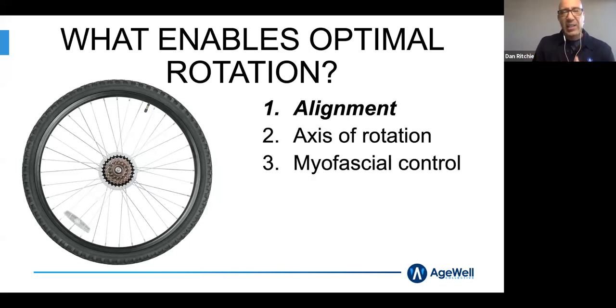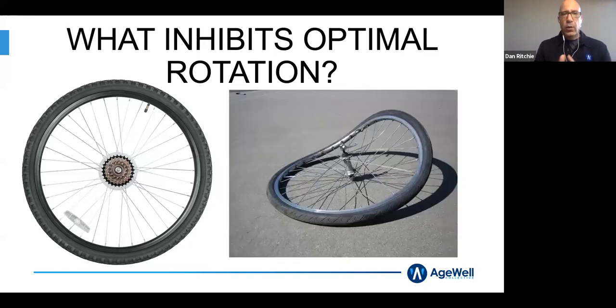So we'll also look at the axis of rotation, and we'll also look at the myofascial control that maintains alignment and the axis of rotation. Now, a great way to conceptualize non-optimal alignment is just a bent bicycle tire. When you don't have great alignment of the bicycle tire, you're not going to go very far or very easily. Yeah, you could probably ride on a bent frame or rim of your bicycle tire, but it's going to be very awkward. It's not going to feel good. It's not going to be very efficient.